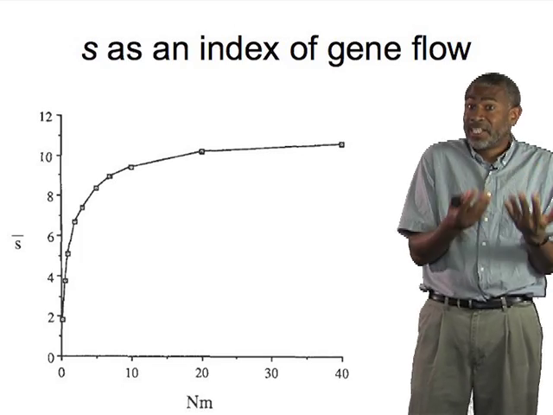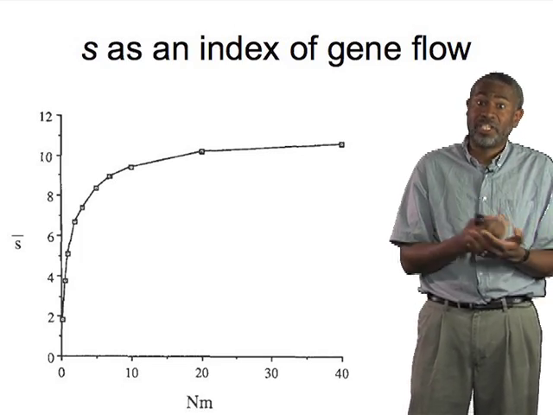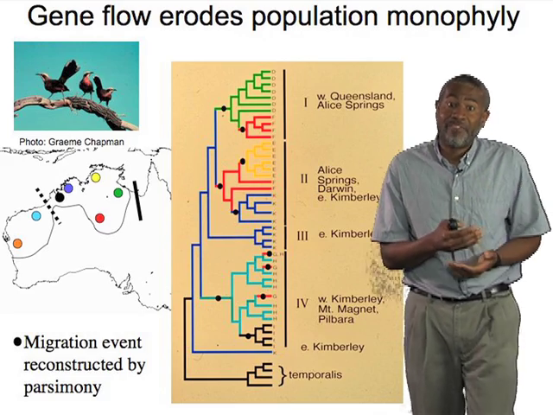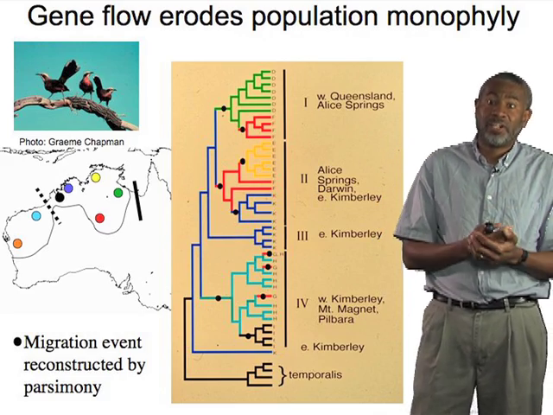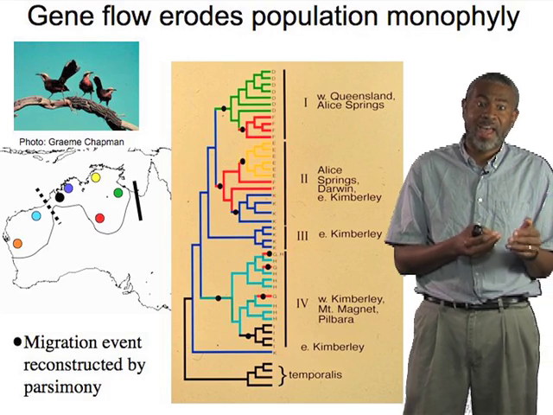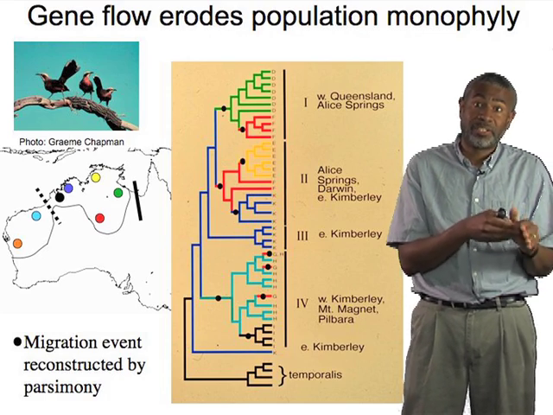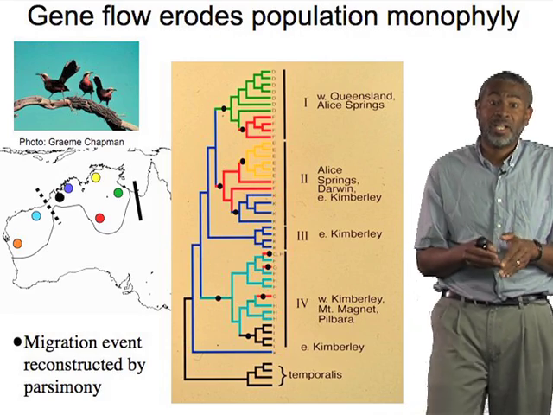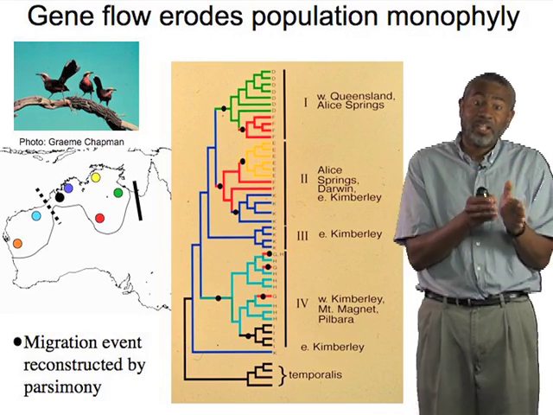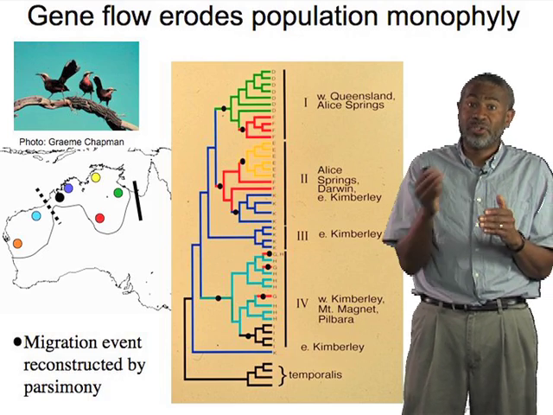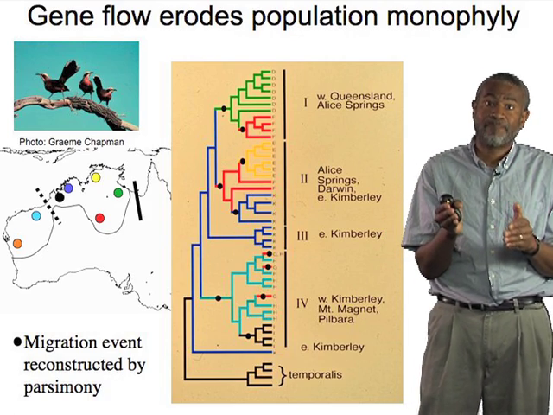Okay, let's look at an example where we're using S to look at gene flow. In the next slide, here we have some work that I did in Australia on a group of birds called gray-crowned babblers. You can see I have sampled these populations throughout many regions of Western and Northern Australia. You can see that the colors of each population on the map match the colors on the gene tree, okay?